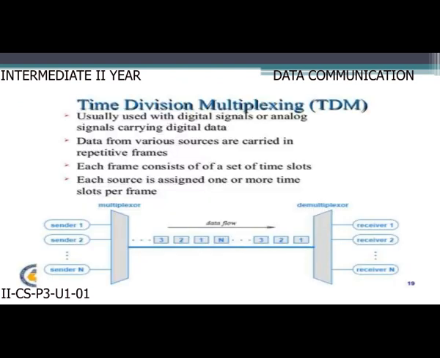TDM, time division multiplexing, is usually used with digital signals or analog signals carrying digital data. Data from various sources are carried in repetitive frames. Each frame consists of a set of time slots. Each source is assigned one or more time slots per frame.